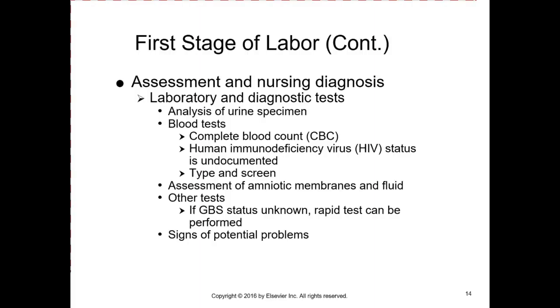Other tests are their Group B strep status. If it's unknown, a lot of hospitals can do a rapid test to see if the patient is Group B strep positive or not. Some hospitals that don't do the rapid, if the GBS is not known, just automatically give the patient antibiotics. Signs of potential problems are located on page 444 in your book. It has signs of potential complications.